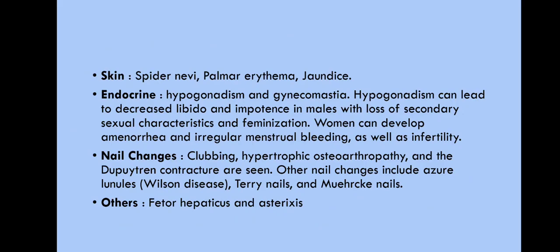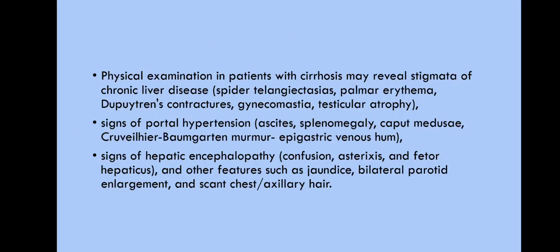Hypogonadism can lead to decreased libido and impotence in males, leading to loss of secondary sexual characteristics and feminization. Women can develop amenorrhea and irregular menstrual bleeding, as well as infertility. The nail changes, you may see finger clubbing, hypertrophic osteoarthropathy, and Dupuytren contracture. Other nail changes include azure lunula nails, which are seen in Wilson disease, Terry nails, and Muehrcke nails. Other features include fetor hepaticus and asterixis.